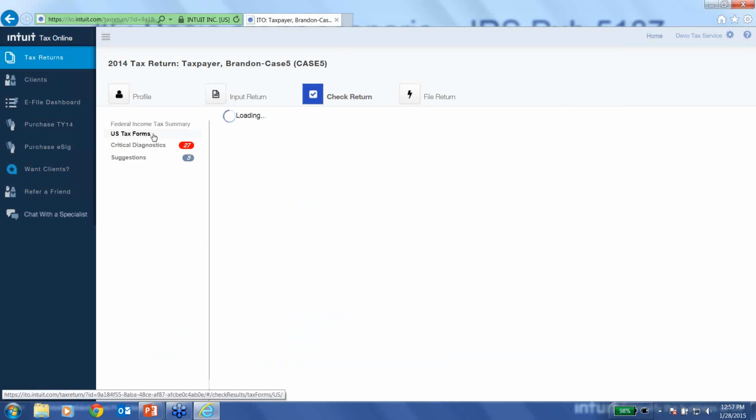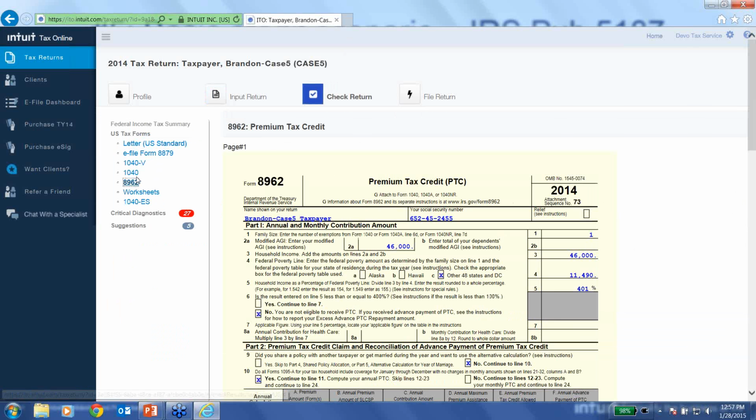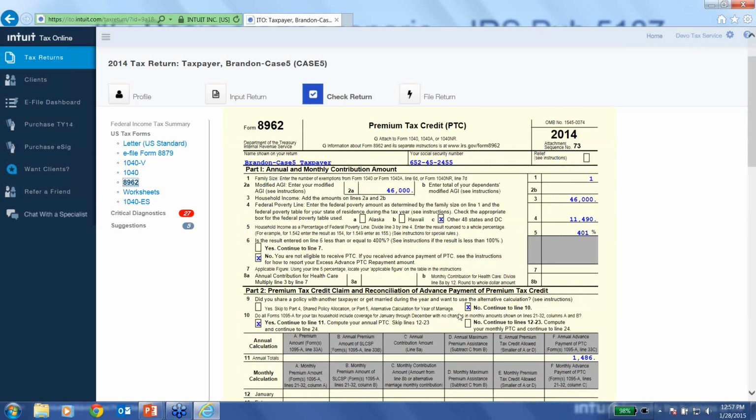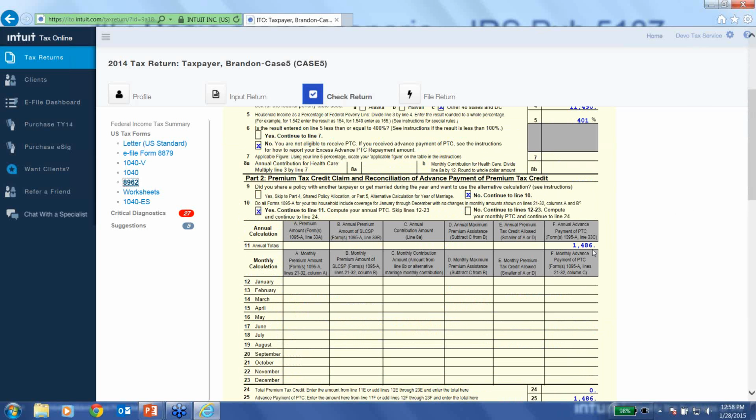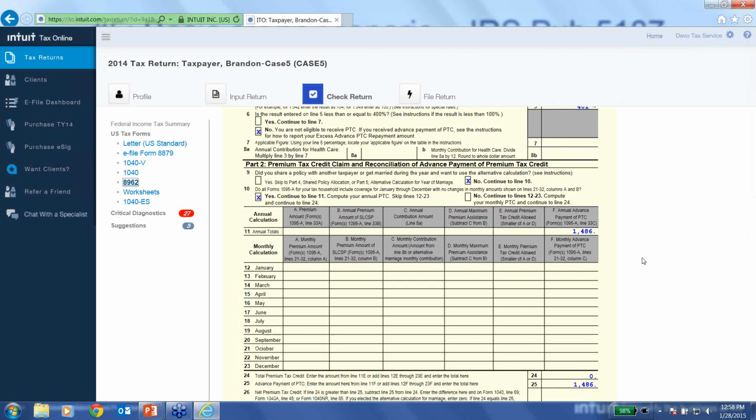Check the return. Going to go to the 8962. And line 1, family of 1. Line 3 is $46,000 of household income, and that is 401% of FPL, federal poverty line. And consequently, he's not eligible for credit. So they want you to skip the computation, but they do ask for the annual advance payment of the premium tax credit, those upfront subsidies that he got, $1,486.